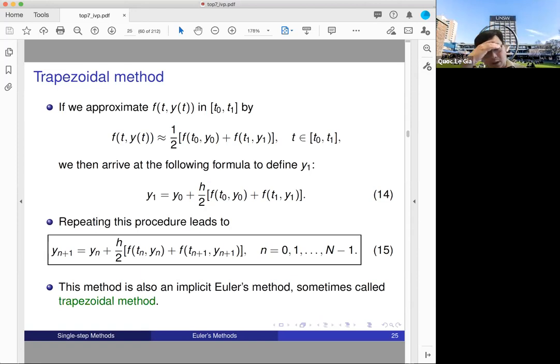Good question. I believe in the project, what you need is just the explicit Euler method. Yes. Okay. So in the Runge-Kutta method, you need both explicit and implicit, but we'll talk about that later. No problem.